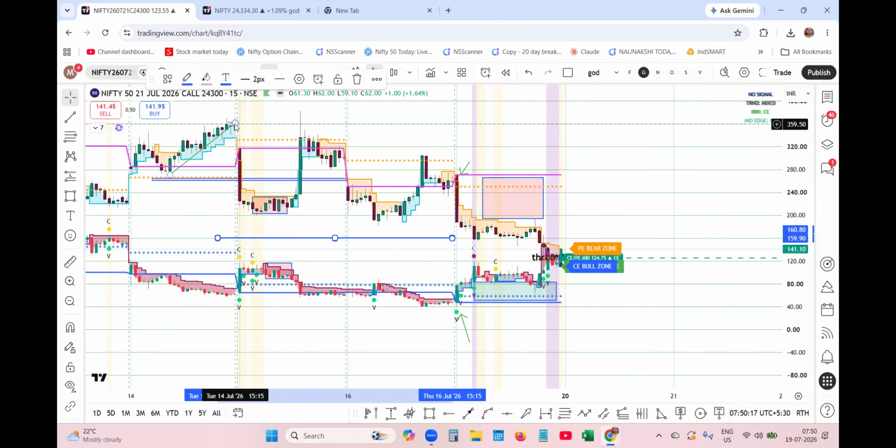They decay with time, but you can see they were trapped. This was a put option trap, and probably some put writers would have been trapped. This is a trap which happened in the put premium. So in this way, you can benefit from this indicator.